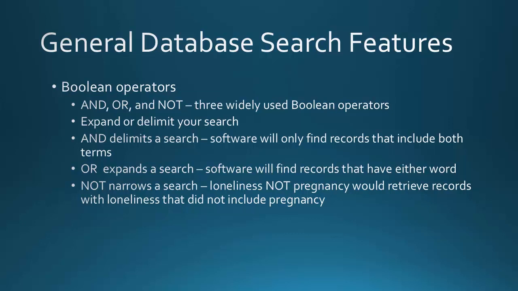The software only finds records that include both terms if you're searching with two terms, or expands it because it can have either, or; and not narrows your search. And there's an example there about loneliness, not pregnancy. That will retrieve records with loneliness, but not anything on pregnancy. So you can do things like that.